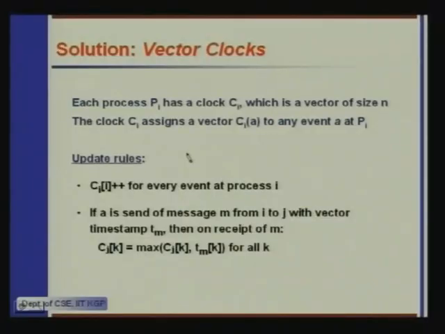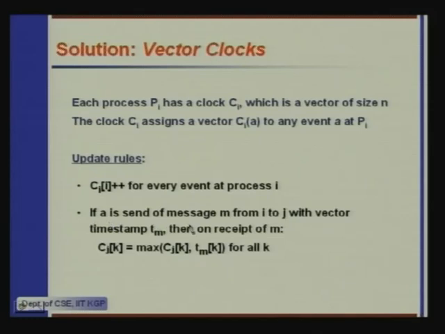So, to get around the problem of Lamport's clocks, we introduced the notion of vector clocks, where instead of storing a single scalar clock C_i at each process P_i, we store a vector C_i. The vector has n dimensions, where n is the number of processes, and the update rules are as follows: whenever there is an event at process i, then the ith dimension of the clock C_i is incremented.